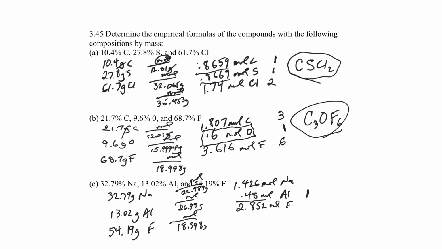0.48 into itself is 1, so there'll be 1 aluminum. 1.426 divided by 0.48 is 2.97. I'm going to fudge just a little bit, 2.97, that's 3. Next one, 2.852 divided by 0.48 is 5.94, close enough to 6. So the first one was sodium, so it is Na3, Al1, F6. Nice hard problem.